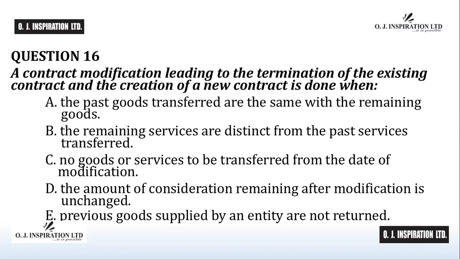Question number 16. The answer to question number 16 is B. The remaining services are distinct from the past services transferred. An entity accounts for a contract modification as if it were a termination of the existing contract and the creation of a new contract if the remaining goods or services are distinct from the goods or services transferred on or before the date of the contract modification. B is the answer to question number 16.